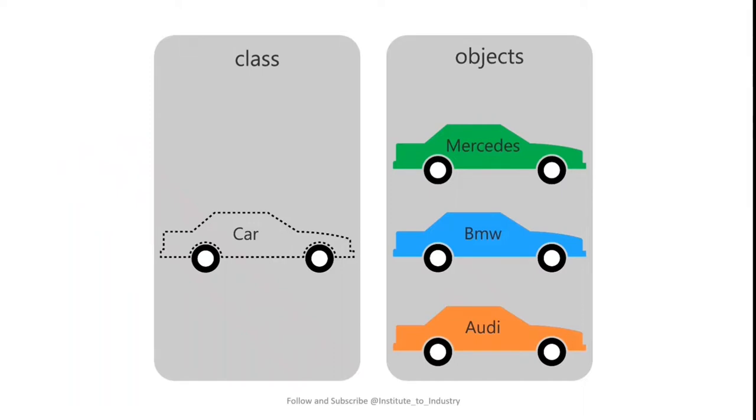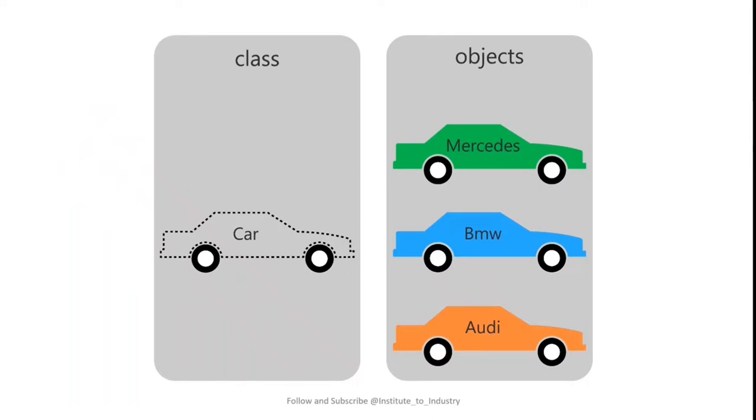To access that particular blueprint, we create something that is called an object. So Mercedes is an object, and it might have the attributes of color, price, and mileage. It might also have functionality of driving, cleaning and other things. Mercedes is an object and it is accessing the blueprint of car. Similarly, BMW is an object which is accessing a car, and similarly, Audi is an object which is accessing a car.